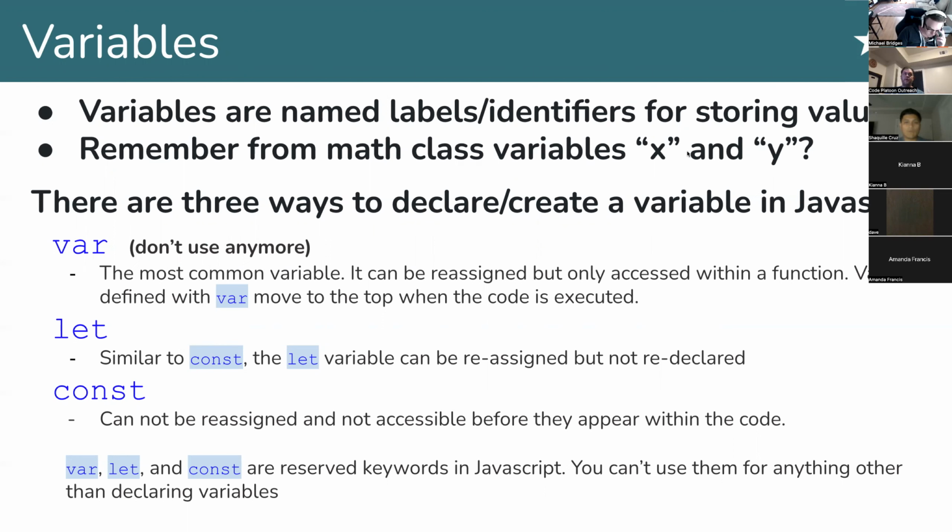var is the old way of doing things. We want to try and avoid this. And if you go out and you search for solutions, or if you're looking at a tutorial, you will still see var used. And I can write code today and I can write var, and it'll still run. It won't yell at me. However, we can get more specific than just var. And so we use let, which is similar to const. The let variable can be reassigned but not redeclared. And then const cannot be reassigned and is not accessible before it appears within code.